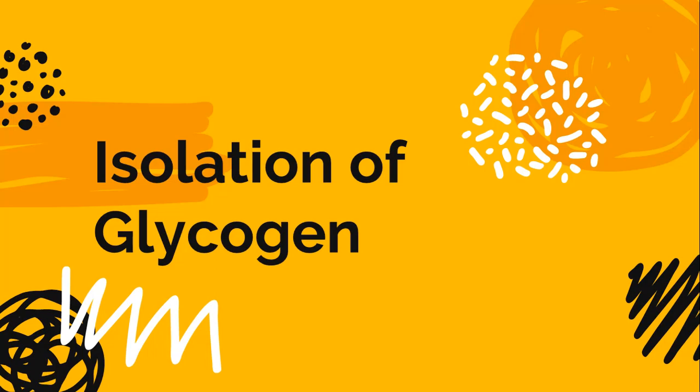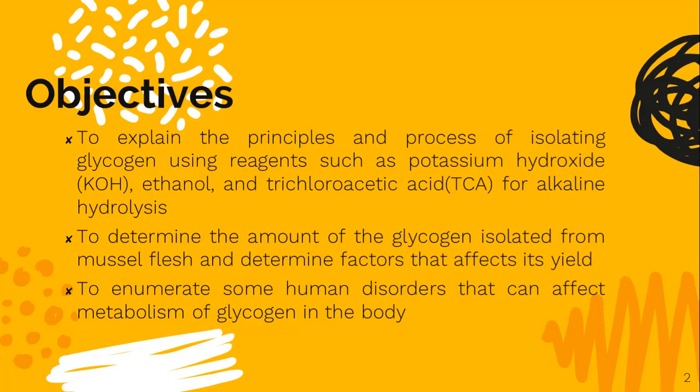Hi, today we will be discussing the isolation of glycogen. This experiment aims to explain the principles and processes of isolating glycogen. It also aims to determine the amount of glycogen isolated and the factors that can affect its yield. Lastly, it aims to enumerate some human disorders that can affect metabolism of glycogen in the body.